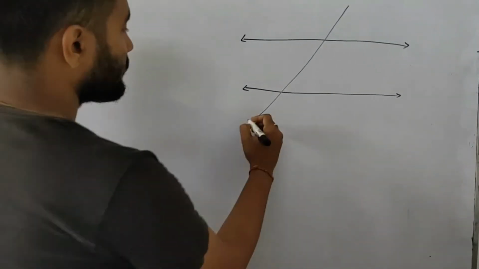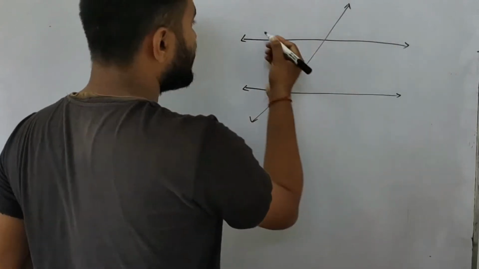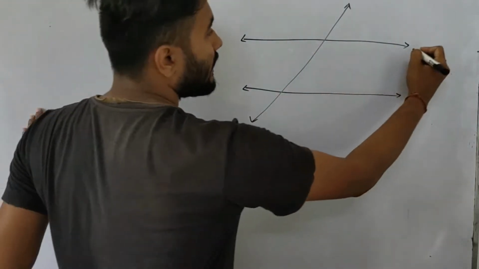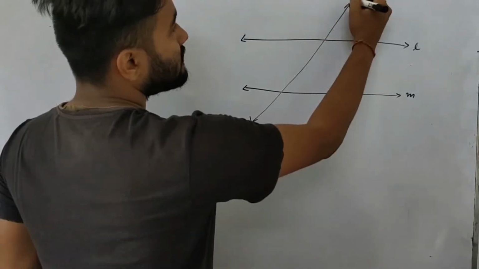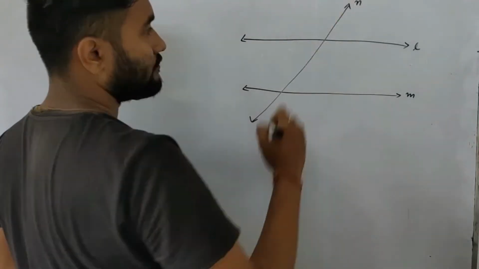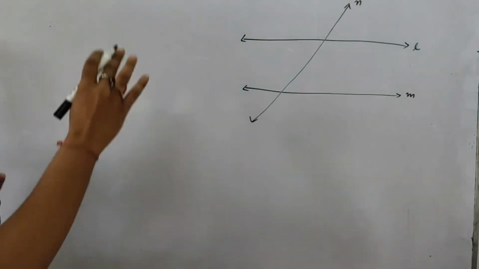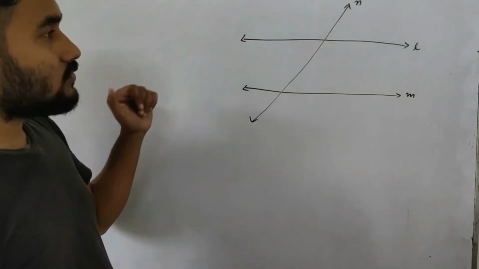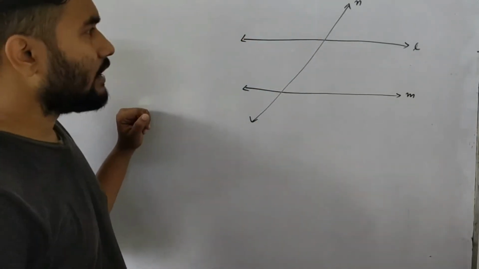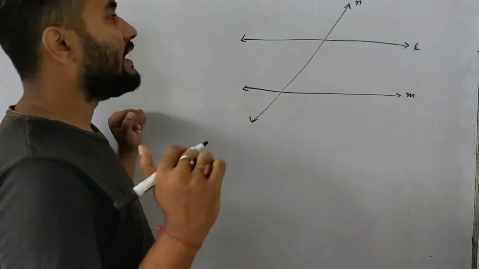Okay, now these are the parallel lines. What are the names of these parallel lines? L and say M. And what is the name of this transversal? Say N. Okay, say for example L, M and N. Now as soon as a transversal intersects two parallel lines, 8 angles are formed. You see, 8 angles are formed.